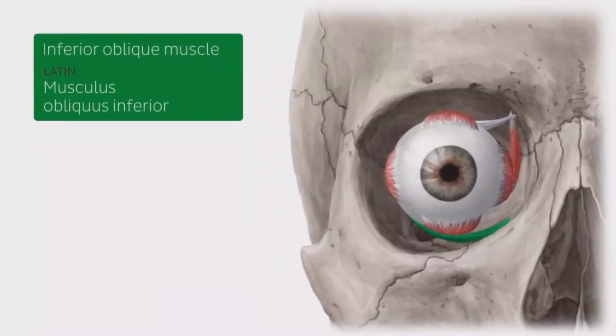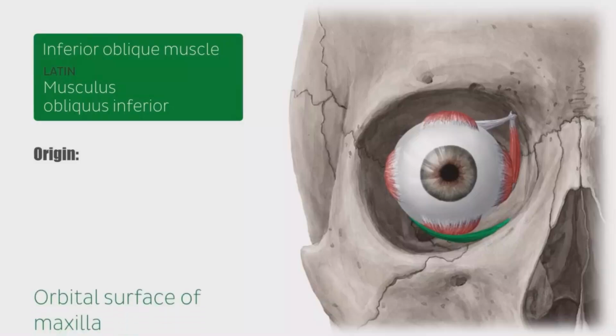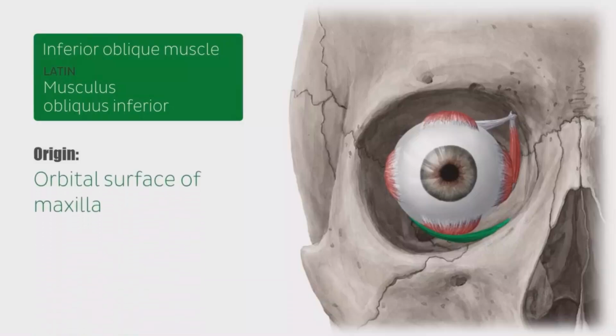The inferior oblique muscle originates from the orbital surface of the maxilla just lateral to the nasolacrimal groove. It is important to note that this is the only extraocular muscle that does not originate from the common tendinous ring, also known as the annulus of Zinn.